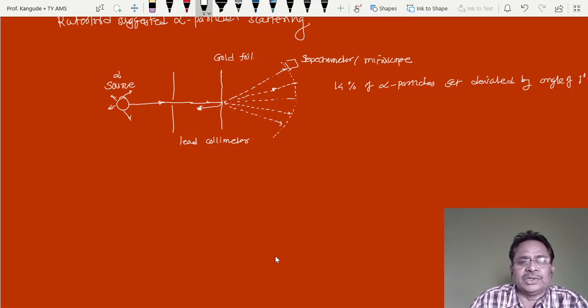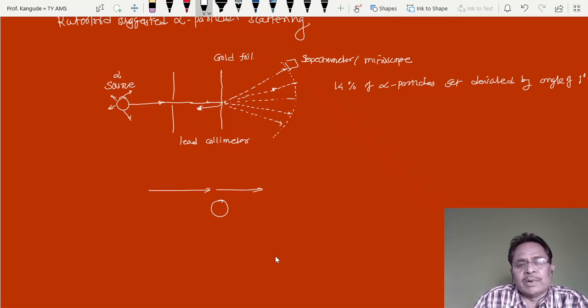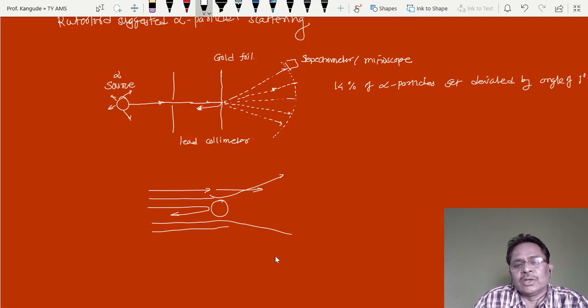One more picture I can draw here. If this is a nucleus and the alpha particles come here, this one goes undeviated. An alpha particle very close to the nucleus gets deviated like this, whereas an alpha particle coming head-on goes back this way. An alpha particle coming here again gets deflected like this, and an alpha particle going here goes undeflected. This is the picture that was thought of by Rutherford: all these are alpha particles, all alpha radiations, and this is the nucleus.